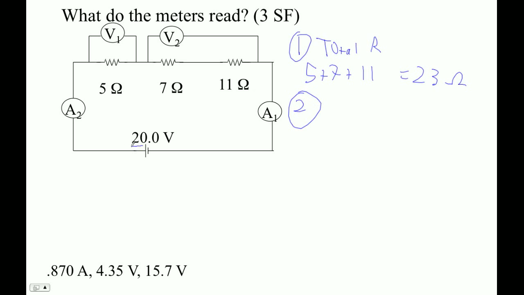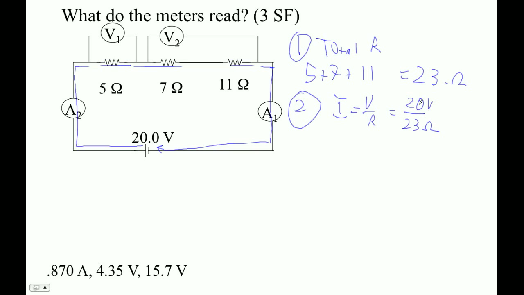There's only one current. It flows here, through that ammeter, through that resistor, through that resistor, through that resistor. Goes down through this ammeter and back. The same current flows through both ammeters, so they're both going to read this current, okay? The voltage is 20 volts, and I'm using the formula I is V over R, Ohm's law, right? So that equals 20 volts divided by 23 ohms, right?